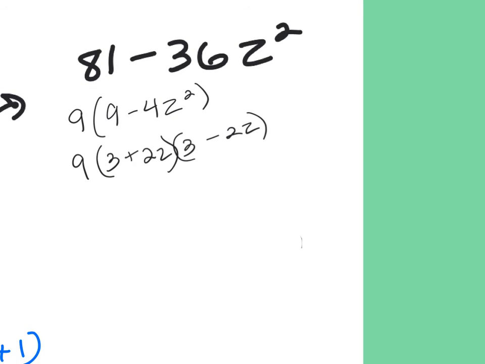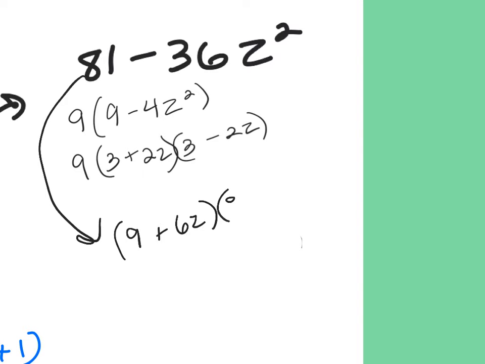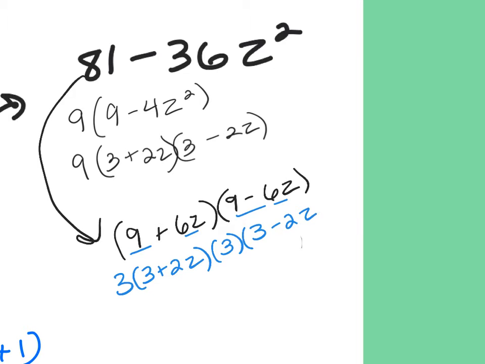If you had factored from the get-go without taking out the greatest common factor, you should have got 9 plus 6z, 9 minus 6z. And then the greatest common factor can come out of both of these. A 3 comes out of here, and a 3 comes out of the second one. These can get multiplied together, and you'd get the same answer.